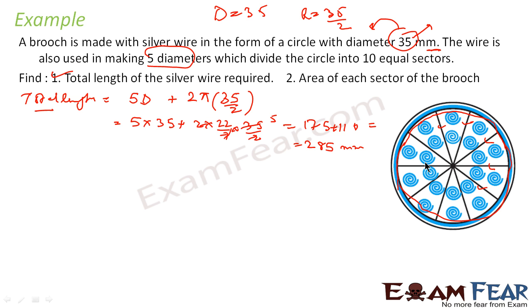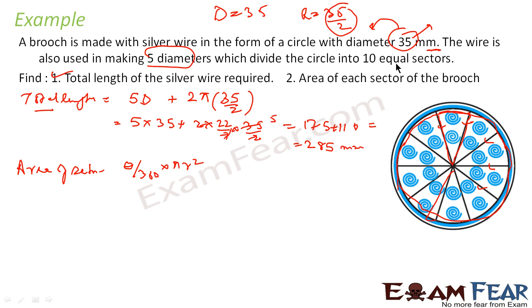Now the question says we have to find the area of each sector of the brooch. So we'll take one sector. Let me take a better one. This is overlapped here. So let me take this sector. So this sector, area of one sector, we have to find this area. So first, to find area of sector, the formula we know that area of sector is nothing but theta by 360 into pi r square. R is something we know, 35 by 2. Theta is something which we don't. Correct? So let's find the value of theta.